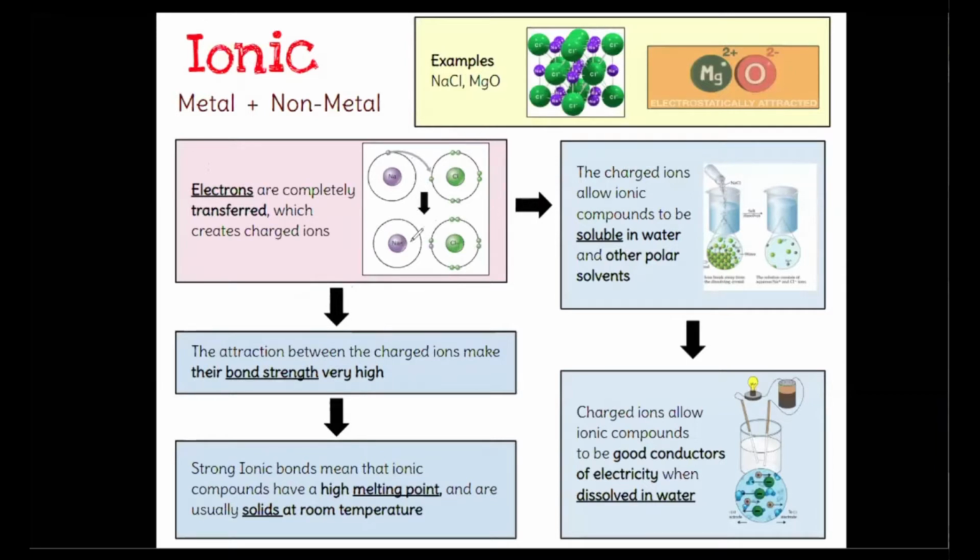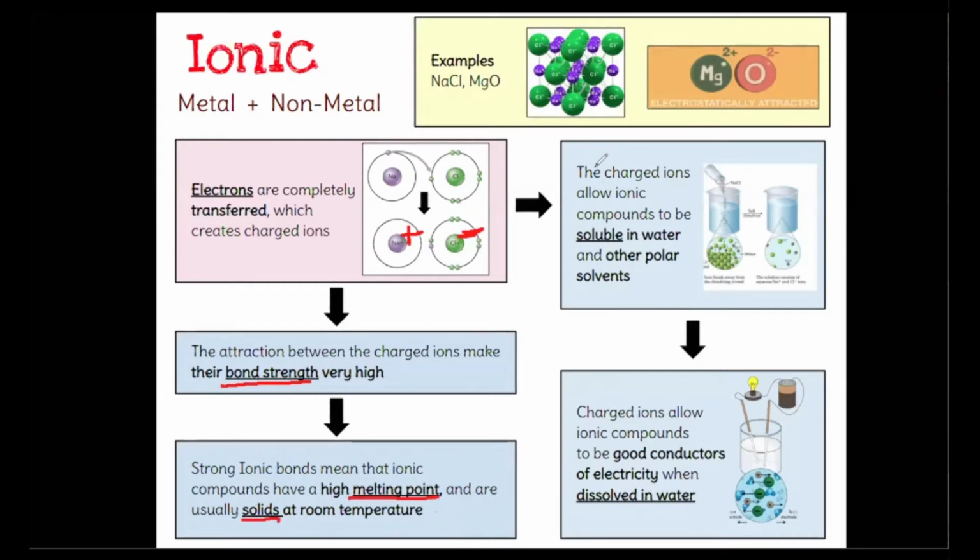they become ions. Our sodium now has a positive charge, our chlorine has a negative charge, and just like magnets, they're attracted to each other. Because the difference in their charges is so high, the bond is going to be really strong. Because those bonds are really strong, those atoms are going to want to stick close together. That means that they're going to have a really high melting point because they want to be solid, they want to be close together, and they're usually going to be solids at room temperature.